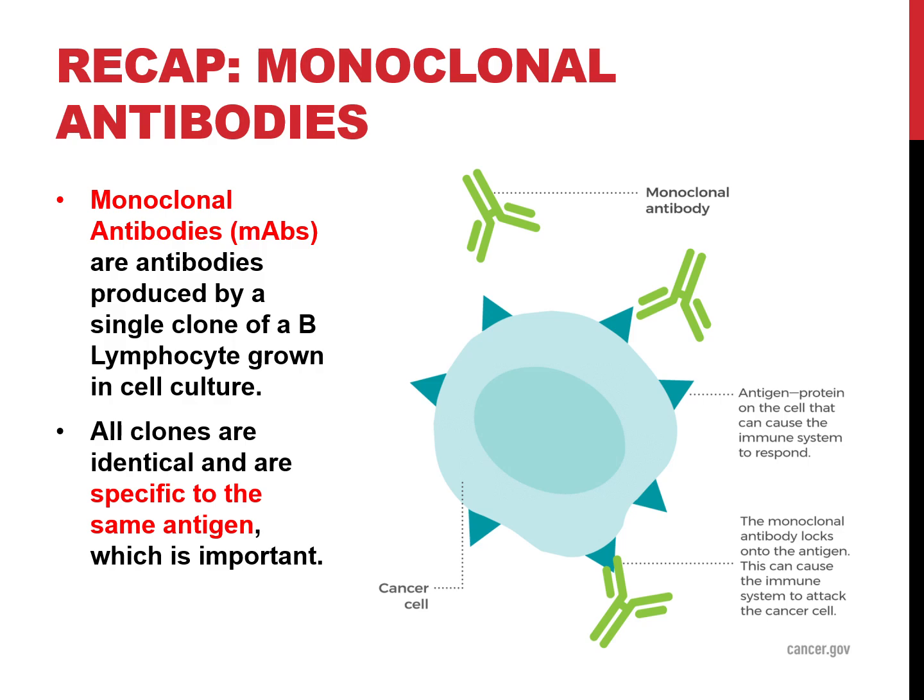Welcome back, guys. A quick recap of our last class. We looked at monoclonal antibodies, also known as MABs, and they're antibodies produced by a single clone of a B lymphocyte grown in a cell culture. All clones are identical and are specific to the same antigen, which is obviously super important. We want it to be specific to have that adaptive immune response.